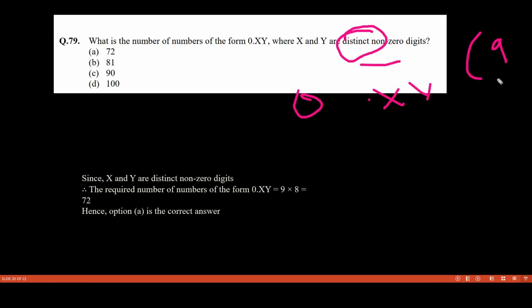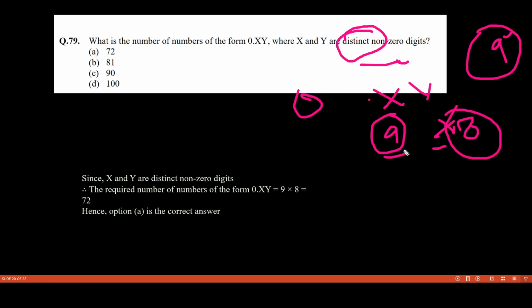It is saying distinct non-zero digit. All right, and non-zero. So there are 9 digits from 1 to 9. All right, 0 we can't include. So we have to fill 2 places. So this can be filled in 9 ways, and this can be filled in 8 ways. Why? Because the number that we have used here can't be used here. So this was our m cross n cross p concept that we have learned. So this comes out to be 72 ways.